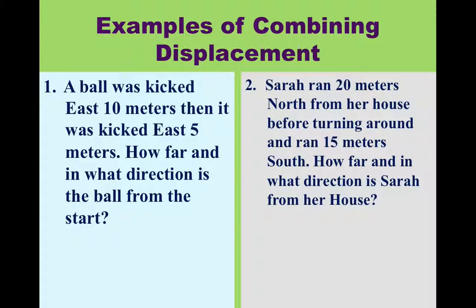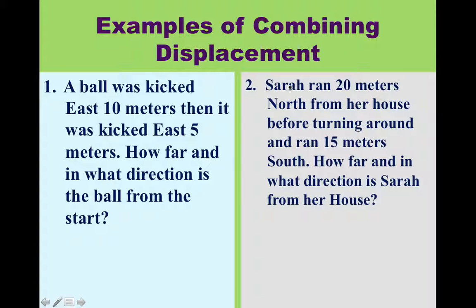Okay, here are some examples of combining displacement. Here's the first problem. My ball was kicked 10 meters, right here, 10 meters, and then it was kicked east 5 meters. Both of these directions are both going east. Because they're both going east, we want to know how far and what direction the ball is moving from the beginning. So when we look at this one, they're both going east. We're going to add them together. So 10 plus 5 equals 15. And the direction is east on there.